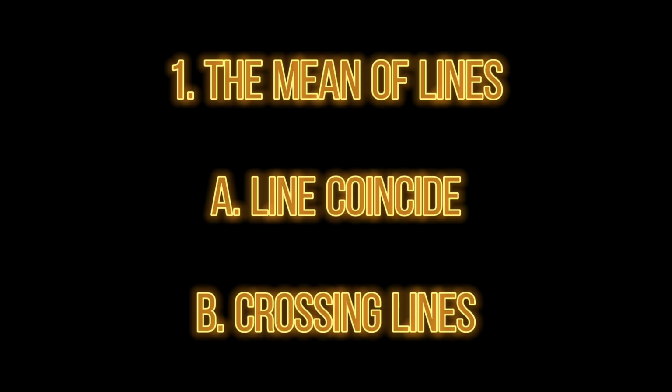Okay, next. First, the mean of lines. A. Line coincide. Is the line having at least 2 common points? The lines that overlap each other lie in a straight line, so they will appear to cover each other or a straight line. B. Crossing lines. 2 lines are said to be crossed if the lines do not lie in one plane and will not intersect if they are extended.